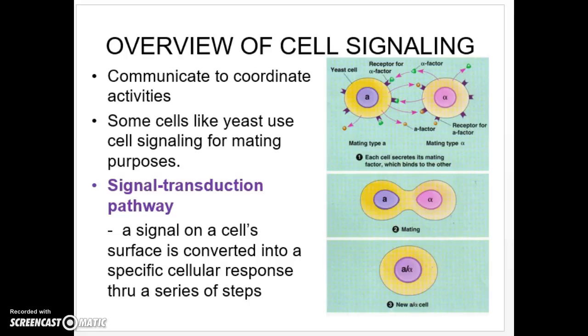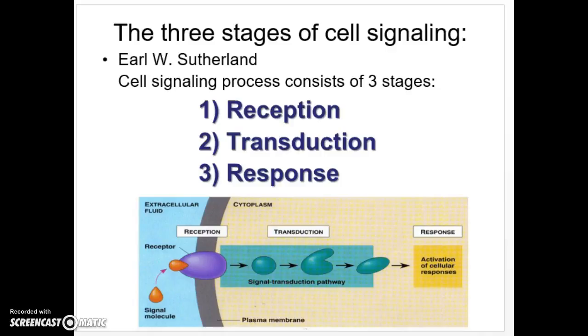But all cell communication is going to use a signal transduction pathway in which a signal on the cell's surface is converted into a specific response within the cell, sometimes through a series of steps. The three parts of cell signaling are 1, reception, 2, transduction, and 3, response. So keep that in mind. That's an important breakdown of how cell signaling works. And Earl Sutherland is credited with coming up with this definition of cell signaling. You can see in this diagram down below here the reception, transduction, and response.